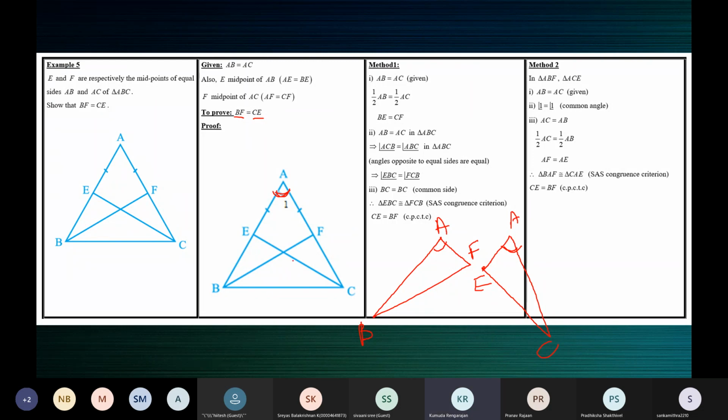You can make out when you take up the two triangles, this vertex is common to both. I have numbered that angle 1. So angle 1 is equal to angle 1. Then AB is equal to AC, given to us.